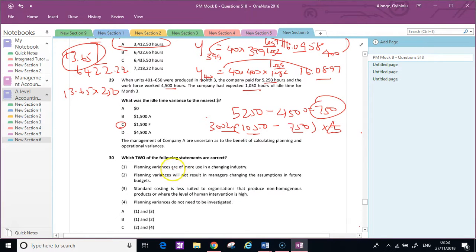And then finally, which of the following statements are correct? Planning variances are of more use in a changing industry. That's true. Because things are changing all the time, you separate the two out and know what's actually causing that, so you can adjust and use it for the future. Will not result in managers changing the assumptions. That's not true. You are actually trying to change, and we've just done questions on it. Standard costing is less suited to organizations that make different types of products. Yes, that's true, and I hope this session has helped you with that. And planning variances do not need to be. That's not true. So really the answer is A.